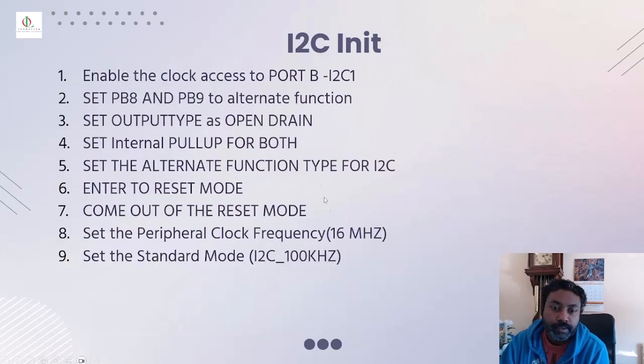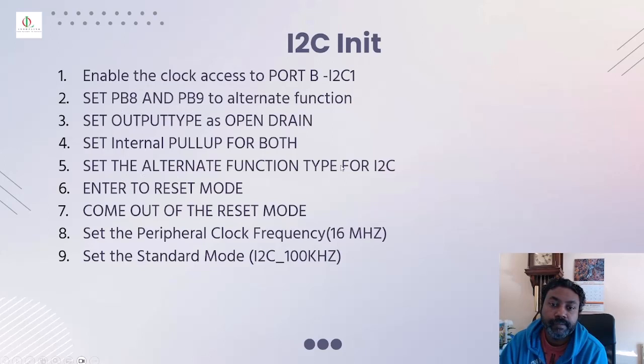So these are all the steps we will be seeing in the program. You're going to first enable the clock access to port B, and to the peripheral bus that I2C1 is connected to. So you need to enable both, because you're going to use PB8 and PB9, and the I2C is connected to APB1. Then set PB8 and PB9 to alternate function, and then set the output type as open drain. As you know, there is another one called push-pull, but we are learning about open drain. Then set the internal pull-up for both PB8 and PB9.